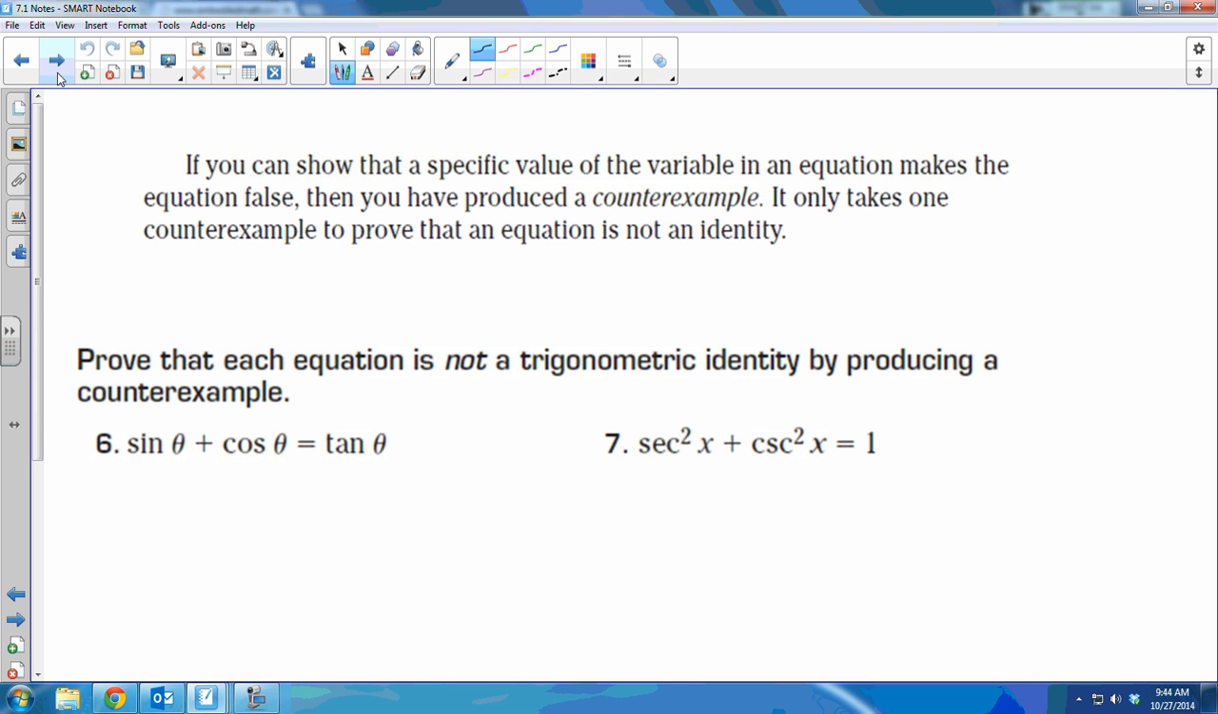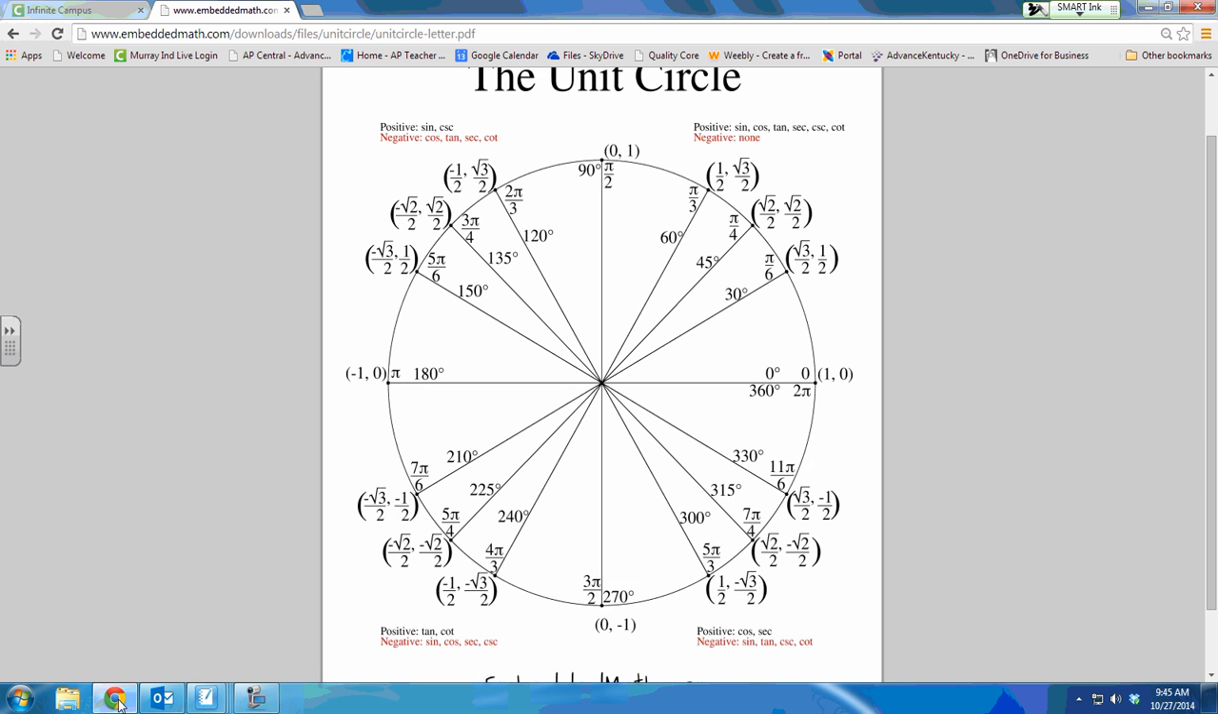You have some equation. If they really were equal for every single value of theta, then it would be an identity. But in this case, they aren't. So we're just looking at the unit circle to find some value for theta, some radian measure, that disproves both of these. The first one's relatively simple because it says sine plus cosine equals tangent. So we're going to look at the unit circle. You're going to pick some radian measure. This would not be true.